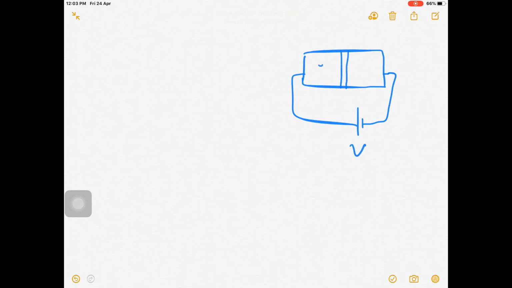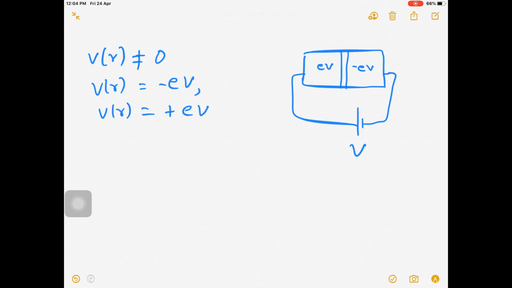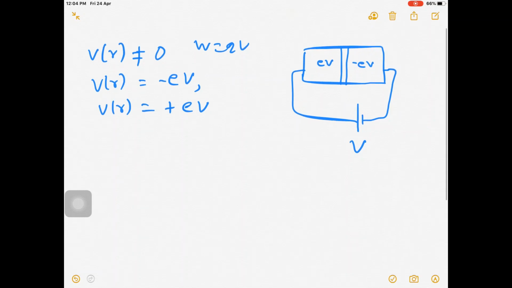Here we have applied a voltage source of volt V. So if we assume that potential energy of this side of electron is EV, then the other side of electron will be minus EV. So this time nothing else is going to be changed, this process will be same, but this time the potential energy is not going to be 0. It is going to be minus EV for one side and plus EV for the other side. Because we know that W equals to QV, where Q is charge on electron, so I am taking quanta of charge E, and V is applied voltage.